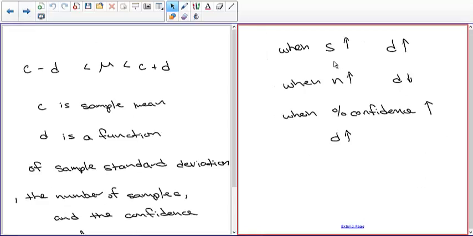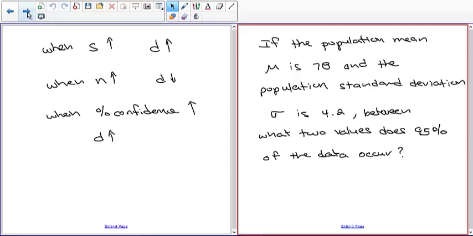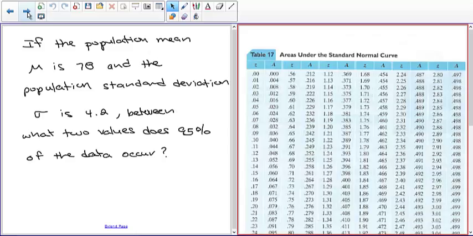So if the sample standard deviation goes up, D usually goes up. If the number of samples that you're testing goes up, the deviation goes down. And as the confidence level goes up, we have to open up the limits. So in general, if this is bigger, this is smaller, and that kind of stuff.